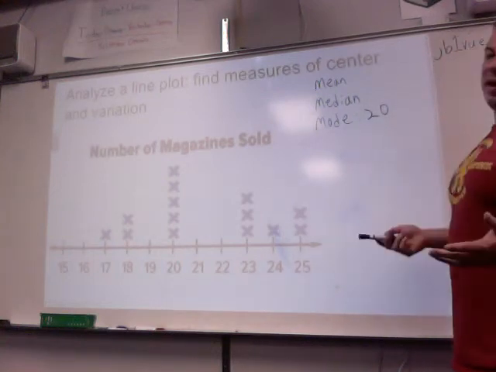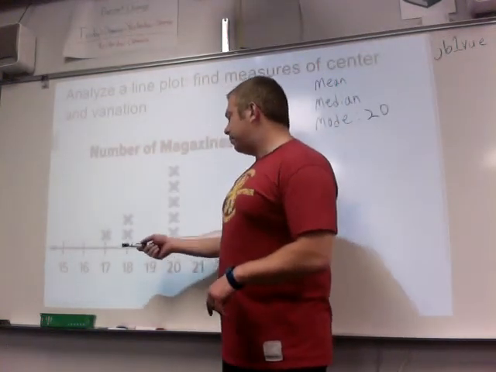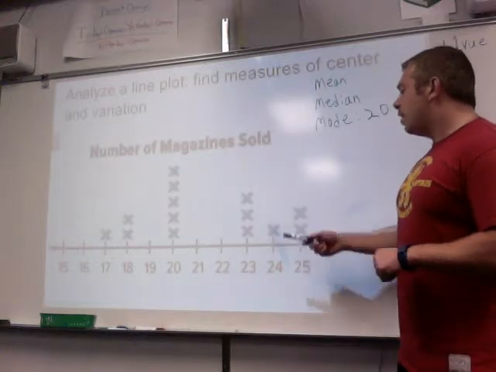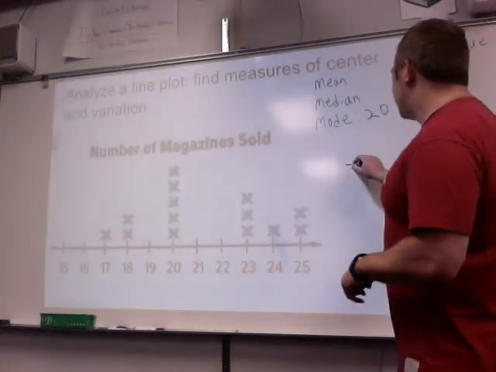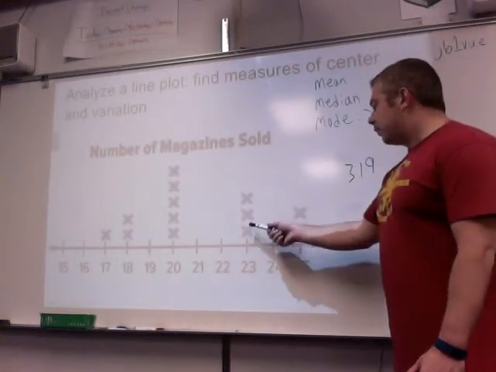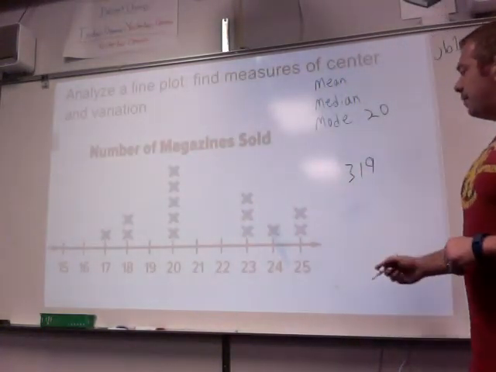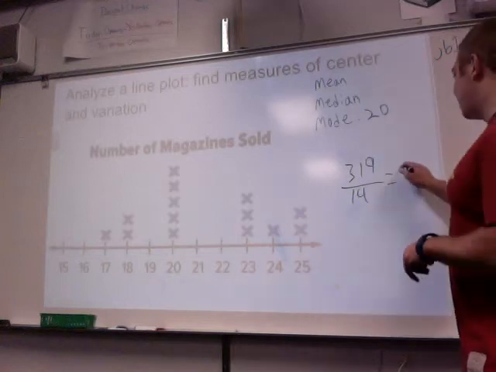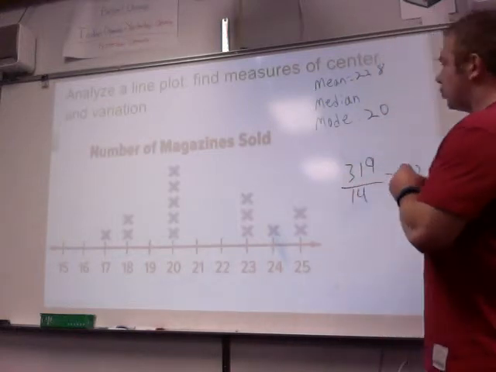Now, mean, I already did ahead of time, so you don't have to watch me add them up and divide, but I would have to add 17, plus 18, plus 18, plus 20, plus 20, plus 20, plus 20, plus 20, plus 23, plus 23, plus 23, plus 24, plus 25, plus 25. When you add all of those up, you end up with 319. Well, there are how many numbers? 1, 2, 3, 4, 5, 6, 7, 8, 9, 10, 11, 12, 13, 14. There's 14 numbers, so to find the mean, 319 divided by 14, and I think it came out to be 22.8 when I rounded it. All right, so the mean equals 22.8, and the mode was 20.